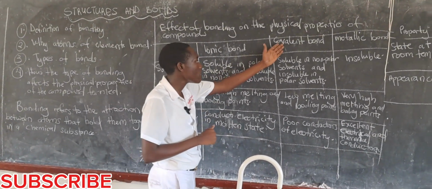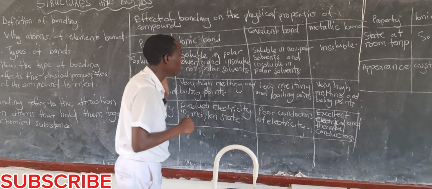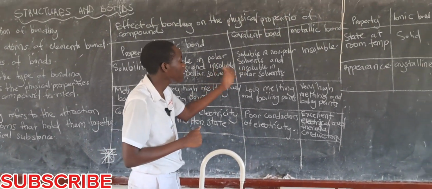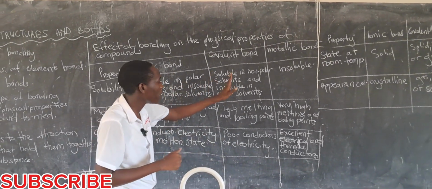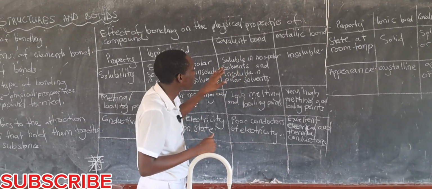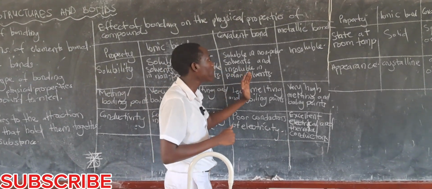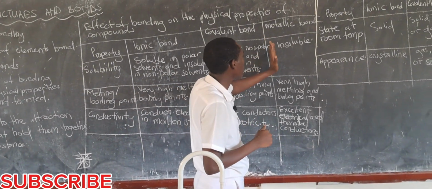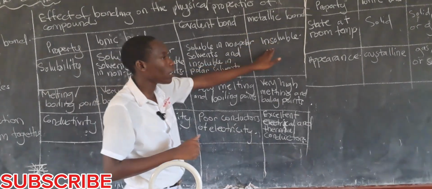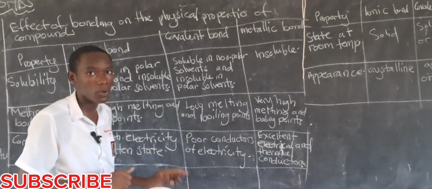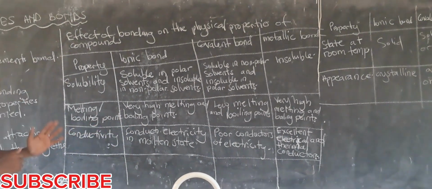Then when we talk about the covalent bond, covalent compounds are soluble in non-polar solvents and insoluble in polar solvents. It means that they are soluble in organic substances and insoluble in water. Then substances with metallic bonds, for example, iron and aluminium, are insoluble, whether in polar or non-polar solvents.